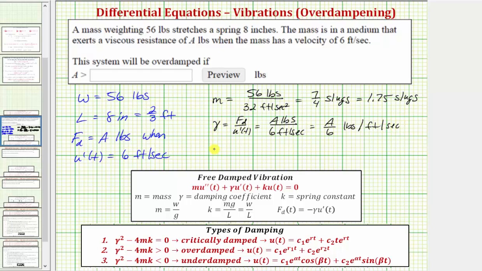And then finally, the spring constant K is equal to W divided by L, which in this case would be 56 pounds divided by 2/3 of a foot, which would be 56 times 3/2, which equals 84, and the units would be pounds per foot. Now that we know m, gamma, and k, we can set up the inequality for an overdamped system and then solve for A. Let's do this on the next slide.